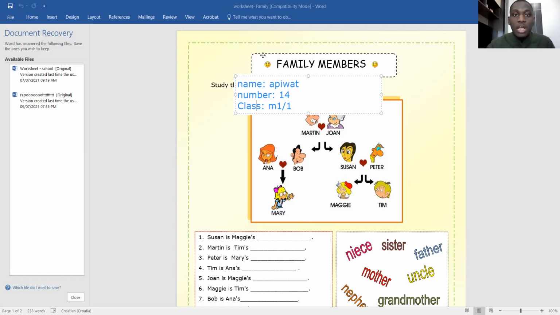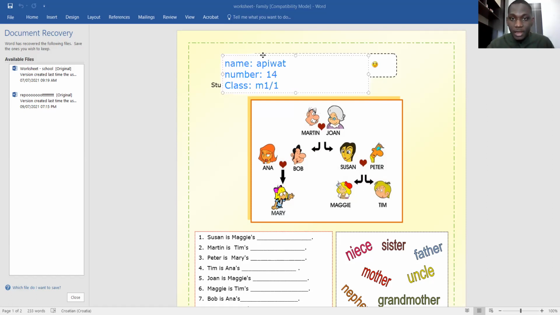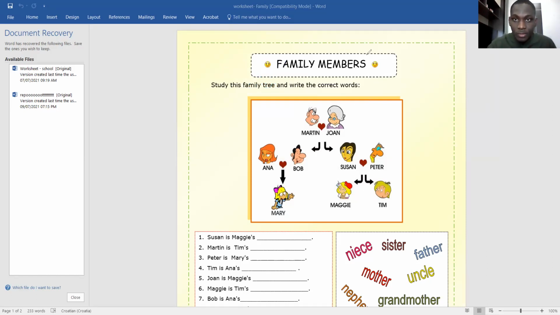Okay, remember our topic today is family. So, look at this picture here. Study the family tree and write the correct words. I'm going to help you with some words here. In the family tree, we have what?